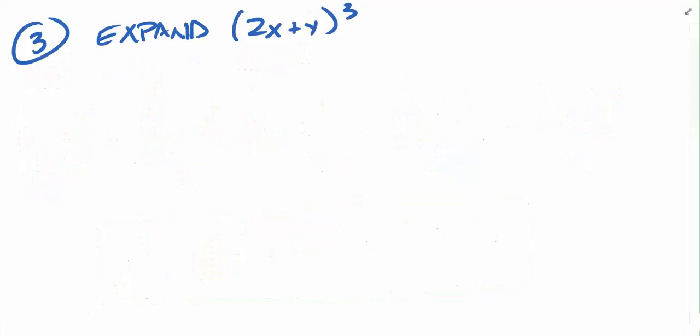Okay, so let's look at this one. This is 2x plus y to the third. Why is this different than the other one before? Who sees it? There's a 2. We have to be very careful with that 2, okay?